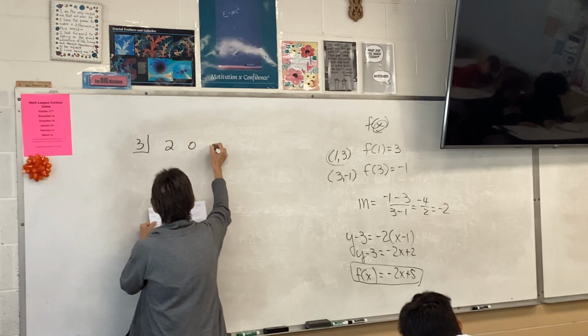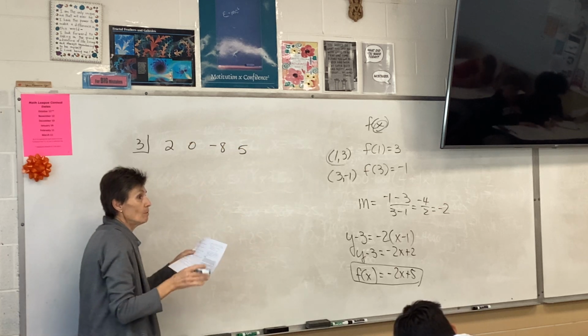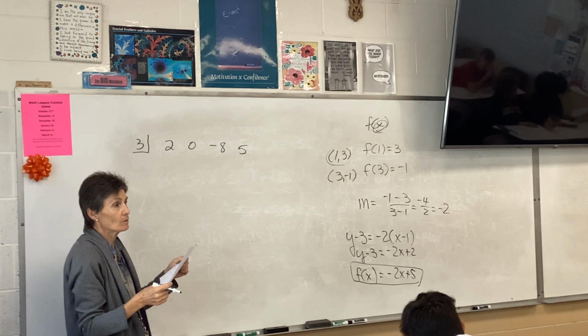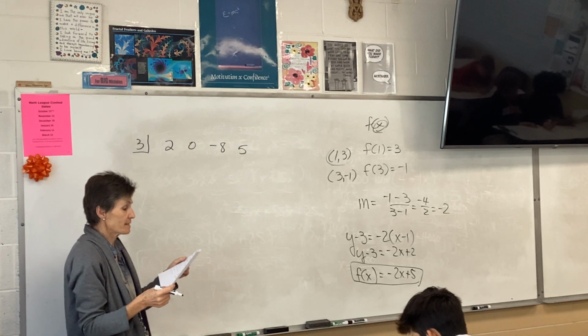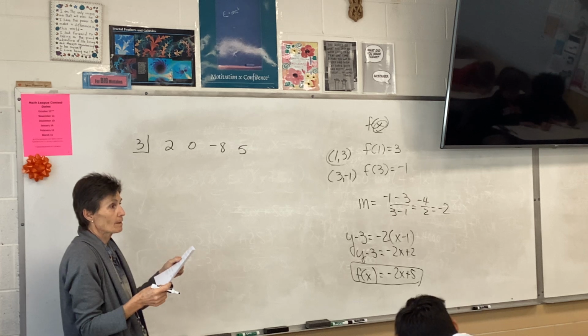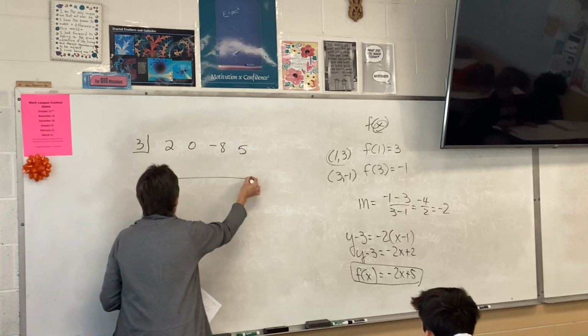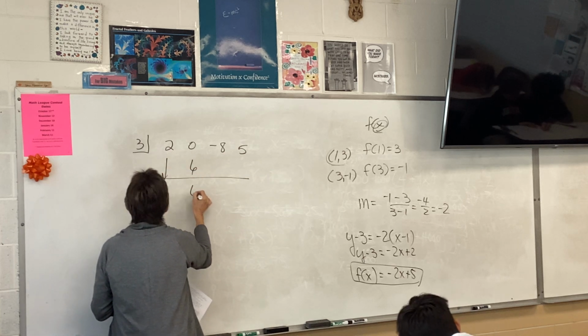Watch it, watch it. You have a 0. You gotta have your eyes open, folks. How do I know I have a 0? You're missing an x. I'm missing an x squared. Right? So here we go. Let's divide and see what happens. Remember, the 2 comes straight down. Yes.